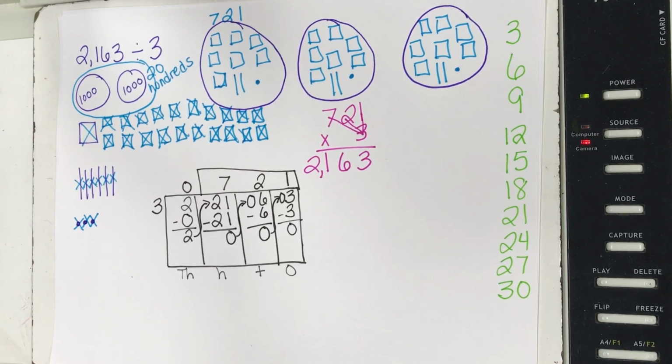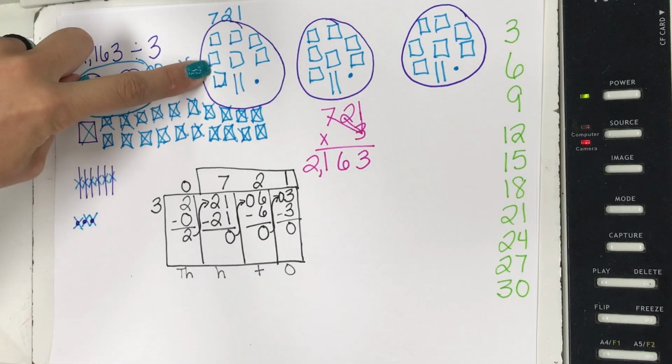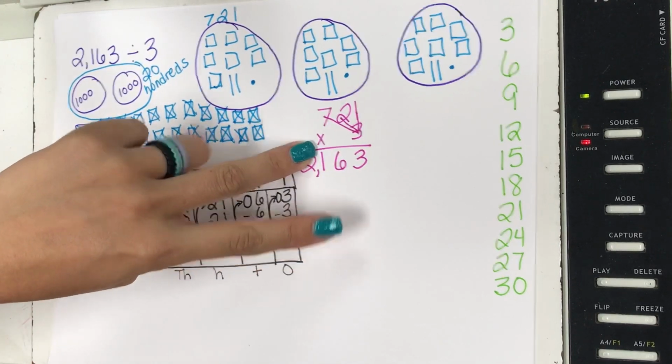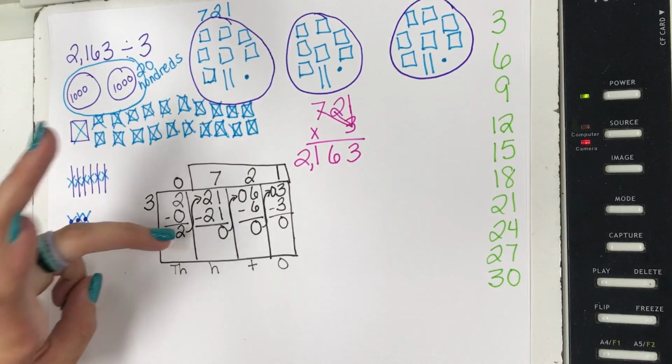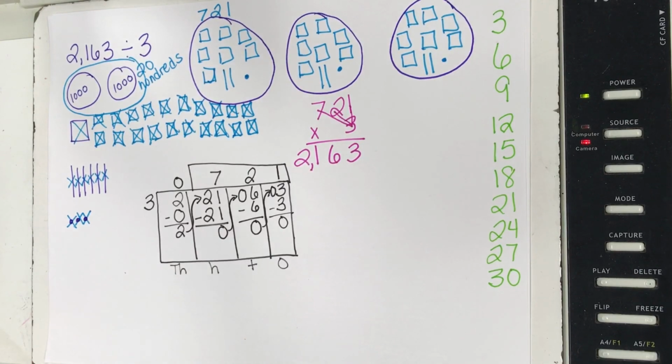I am super sure that this answer is right because I solved it with pictures. I checked it with multiplication, and I even solved it again. I used a different strategy to solve that long division. That makes me super confident in my answer.